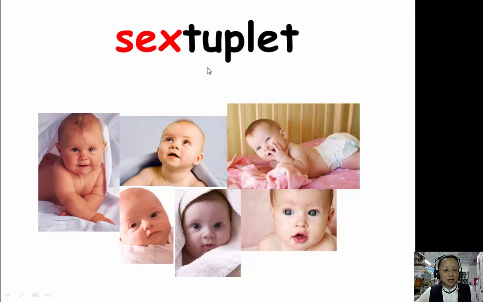For the prefix 6, we have an example, sextuplet. Sextuplet is each of 6 children born at one birth. 6 babies born at the same time means 6. We will call them sextuplet. Yesterday we learned about a quintuplet, and in lesson 2 we learned sextuplet.